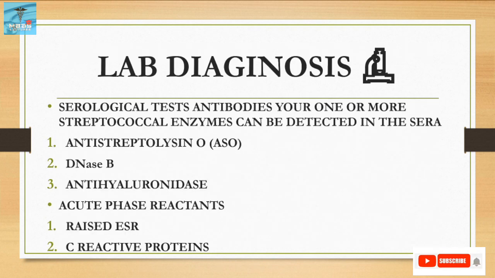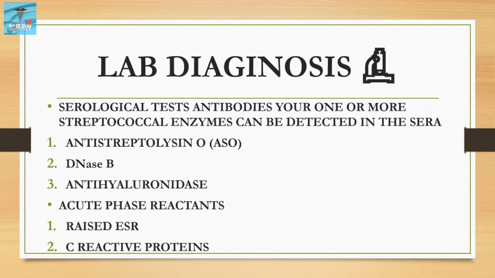Then about lab diagnosis. There is no specific serological test for rheumatic fever, and pharyngeal cultures for streptococci are negative by the time the illness begins. The antibodies to one or more streptococcal enzymes can be detected in the sera of most patients with rheumatic fever. These include antistreptolysin O, that is ASO, then DNase B, then anti-hyaluronidase. Then the acute phase reactants include raised ESR and C-reactive protein.